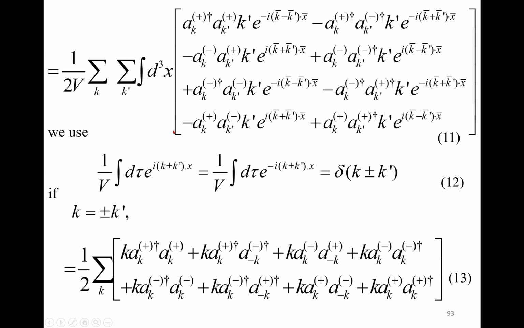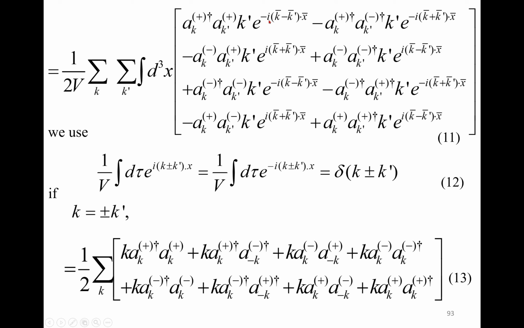Now we are going to use the expression for the delta function. So 1 by v integration d tau e power i k plus or minus k prime x, which is equal to 1 by v integration d tau e power minus i k plus or minus k prime x, can be written as the delta function of k plus or minus k prime, and k equals plus or minus k prime. So we are going to use this delta function in equation 11.